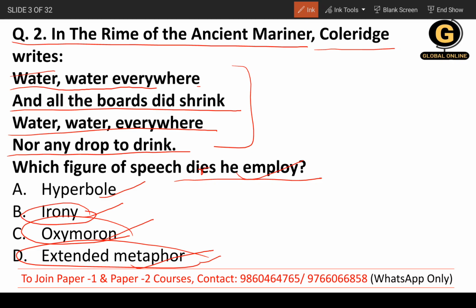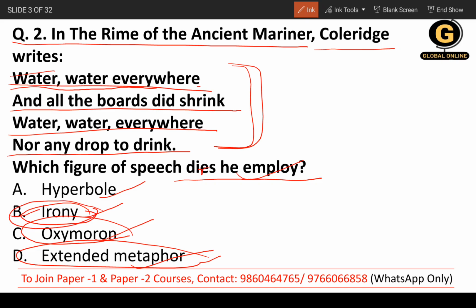Irony, what is irony? Irony, basically, is when one thing is said while another thing is meant. You said something but you mean something else. That is irony. But situational irony can be there, dramatic irony can be there. Okay, so here you can see situational irony. Water, water everywhere, you can see water. Even boats can shrink there. Water, water everywhere, but you cannot drink any drop of water. Okay, so it's an example of irony. So the correct answer is B, irony.